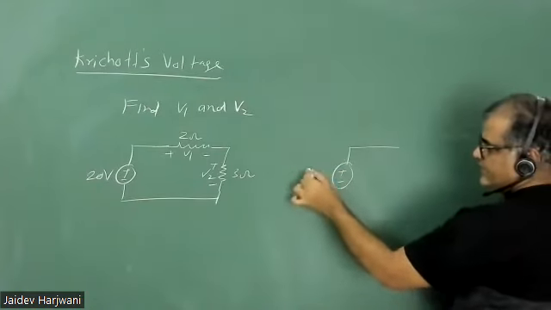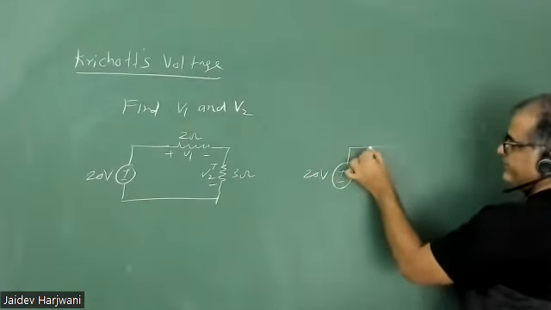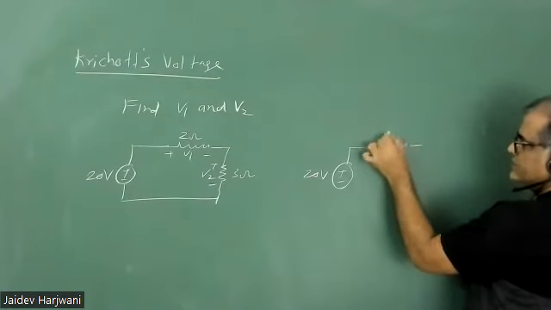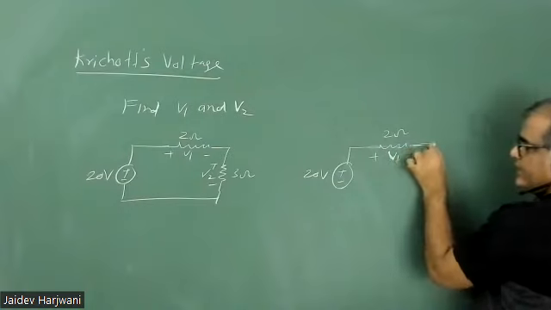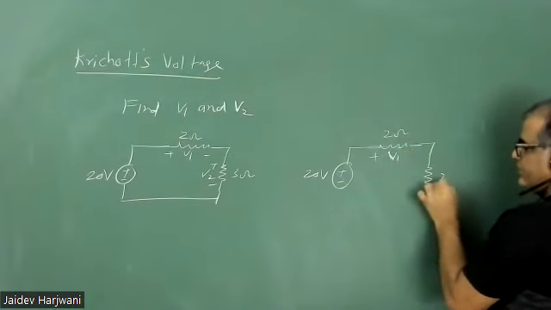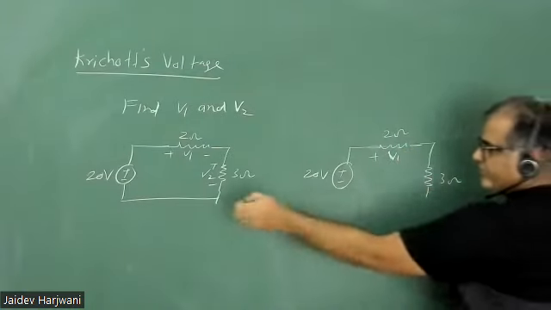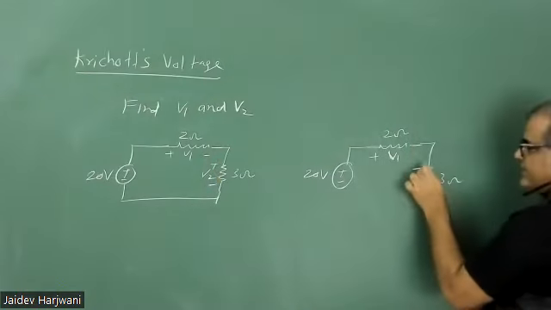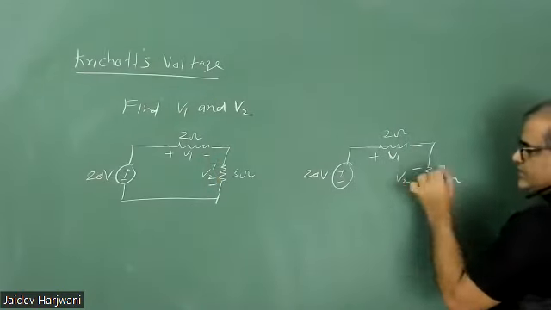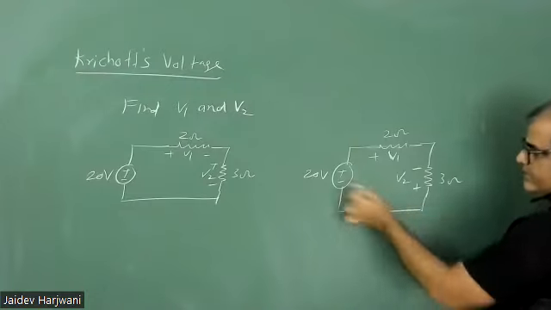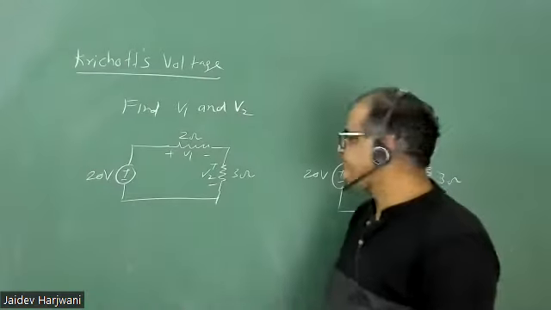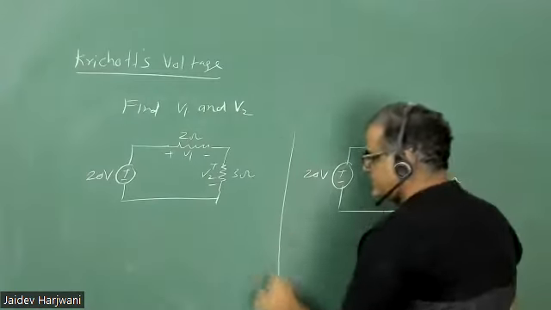This is plus minus 20 volt, and this is the same 2 ohm. Find V1. And this is 3 ohm. Now I'm saying instead of measuring like this, you measure like this. This is my V2. I'm measuring like this. So tell me what is the value of V1 and V2 in both the cases.